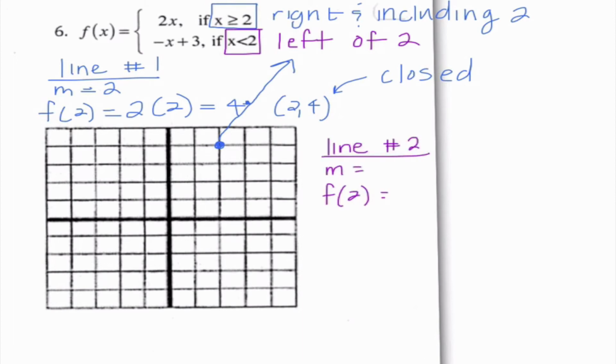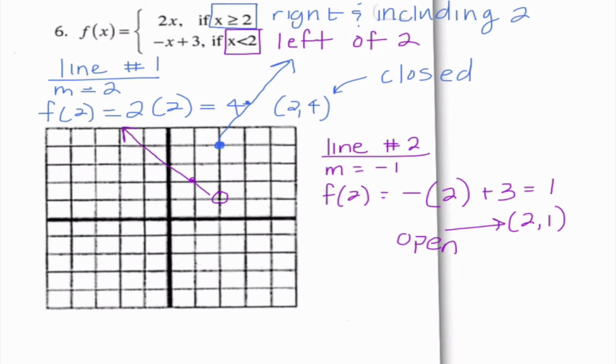Okay, line number 2, our slope this time is -1. And when I substitute in 2, I get the opposite of 2 plus 3, which is 1, which gives us an ordered pair of 2, 1. This is going to be open because of my inequality symbol. Now a slope of -1 tells me that I normally am going down 1 to the right 1, but this time, since I have to go to the left, I'm going up 1 to the left 1.